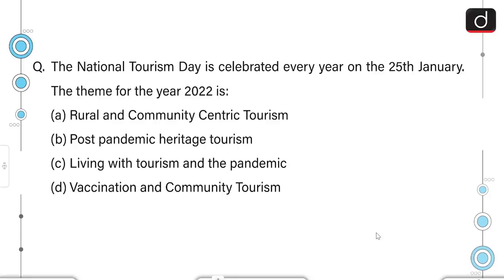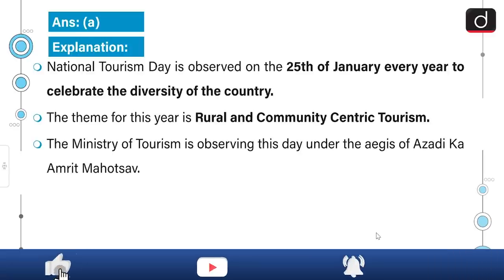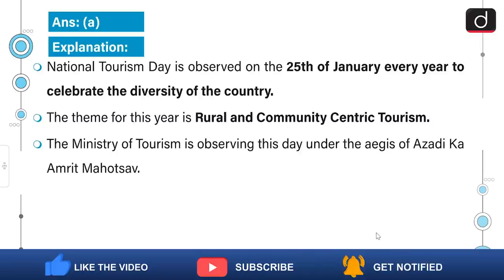The National Tourism Day is celebrated every year on the 25th of January. The theme for the year 2022 is, option A is going to be the correct answer, rural and community-centric tourism. National Tourism Day is observed on the 25th of January every year to celebrate the diversity of the country. Theme is rural and community-centric tourism for this year.